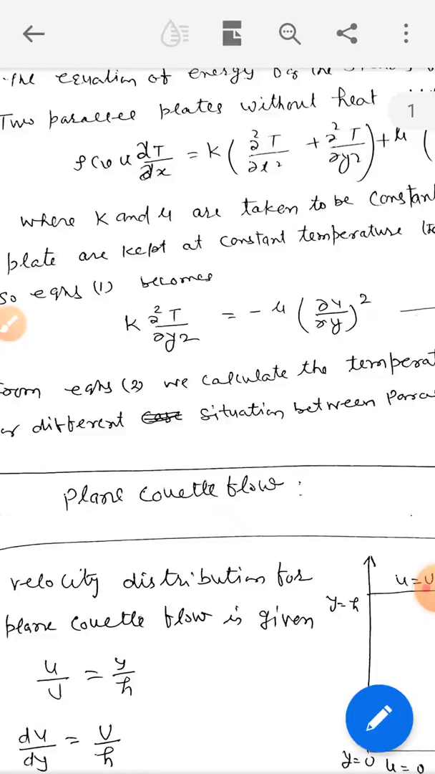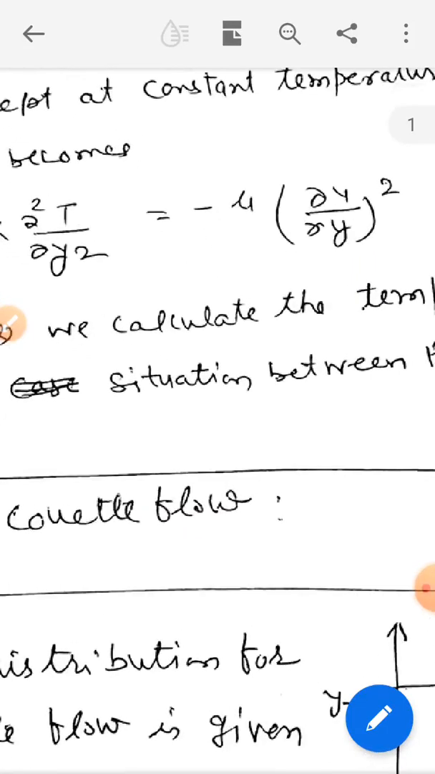If the plates are kept at a constant temperature, then ∂T/∂x becomes 0. So our equation becomes κ ∂²T/∂y² equals minus μ (∂u/∂y)². This is equation number 2. From equation 2, we calculate the temperature distribution for different situations between the parallel plates. First, we study the plane Couette flow.